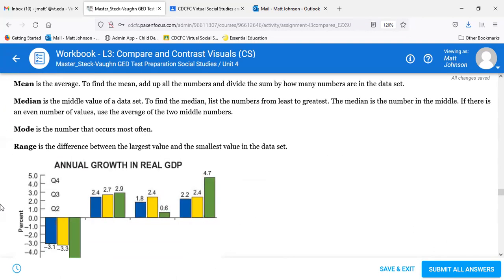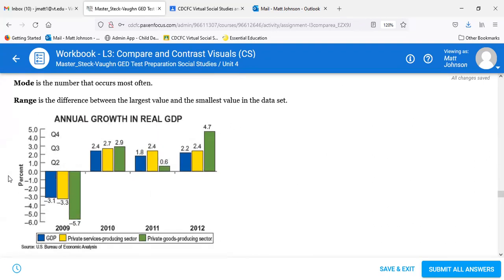So annual growth in real GDP, right? Gross domestic product we talked about. We have blue for GDP, yellow for the private services producing sector, and green for the private goods producing sector. So services, your service industry, as opposed to your product producing industry. Your goods producing sector is in green, your services are in yellow, and GDP is in blue. So looking at the annual growth in real GDP over, what do we have here?